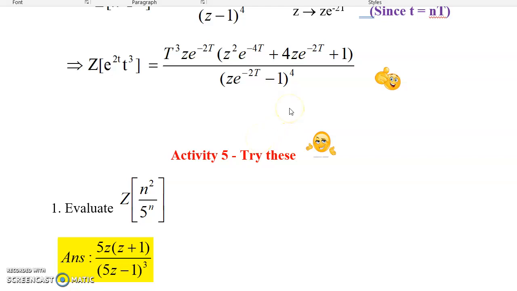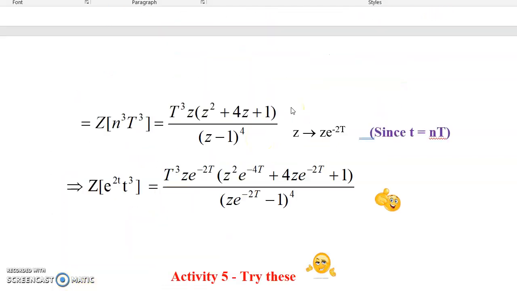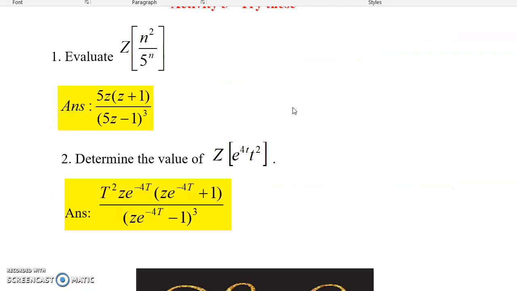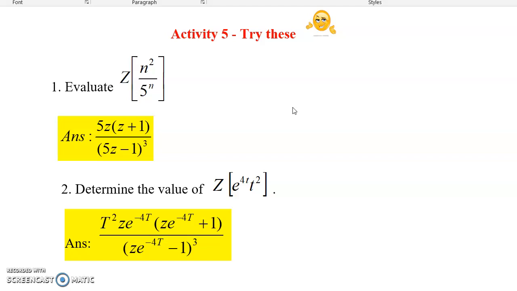So I think you would have learned using all variety of properties of z transform. So make use of these concepts to evaluate these two problems.